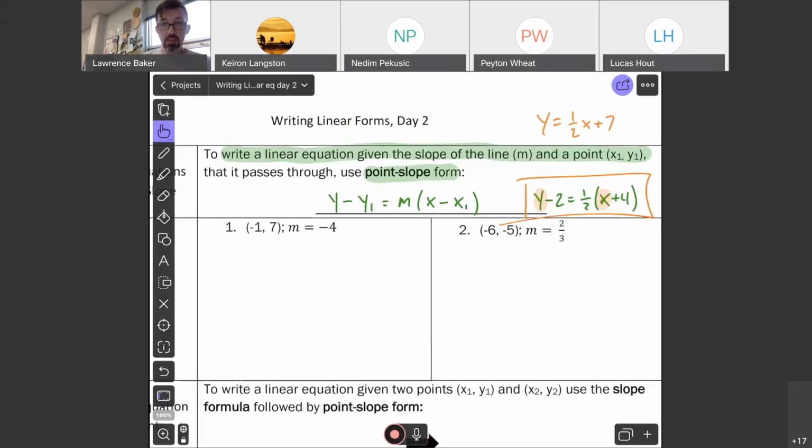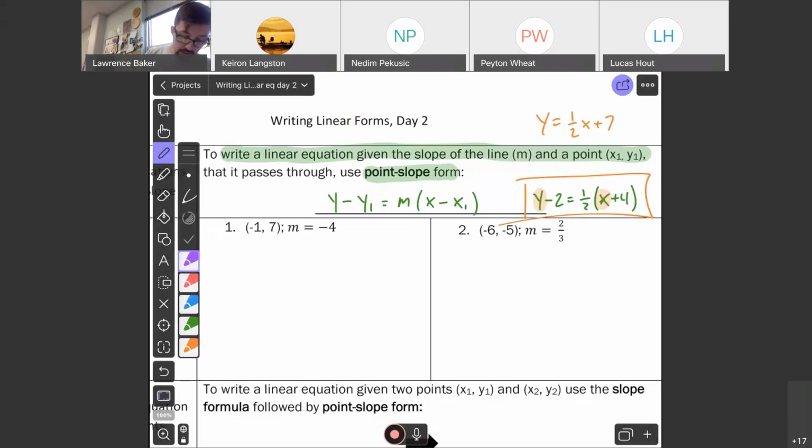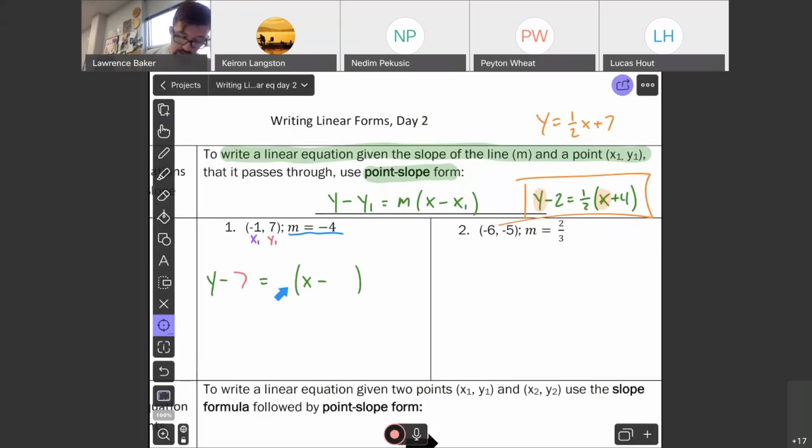So the main thing you got to worry about is the signs on this. If it helps you, to go through and label what's x1 and what's y1, you might want to do that. Of course, there's the slope here, but it's y minus something equals m times x minus something. Right? So basically, I'm just going to start off by filling in the blanks. So the first thing I need, y minus my y value, which would be 7. And then equals, and then I need my slope value there, so that'd be -4. And then I want the x value here, which would be -1.